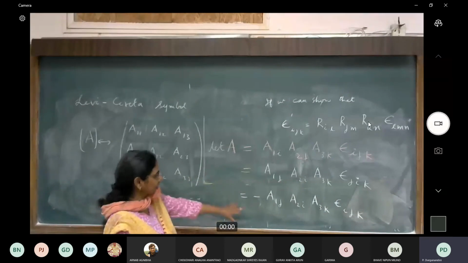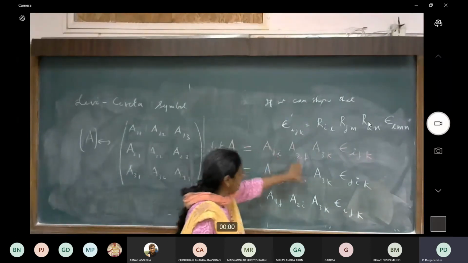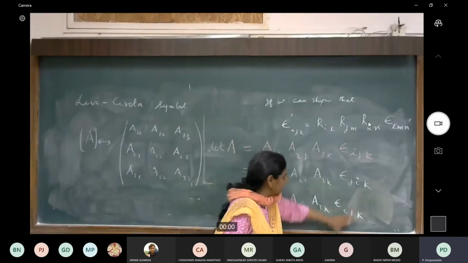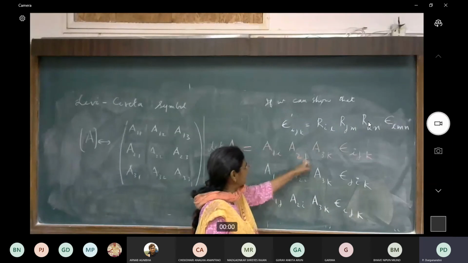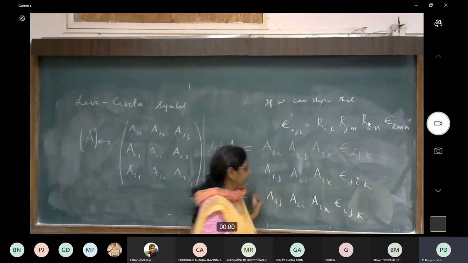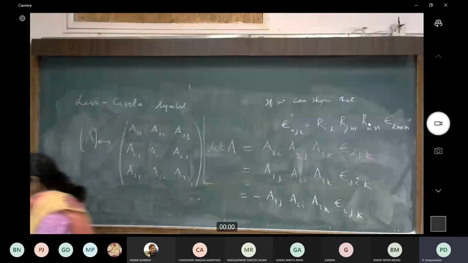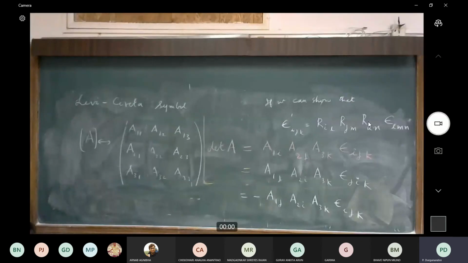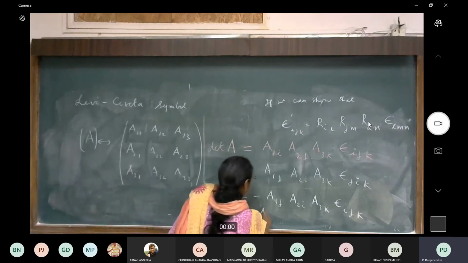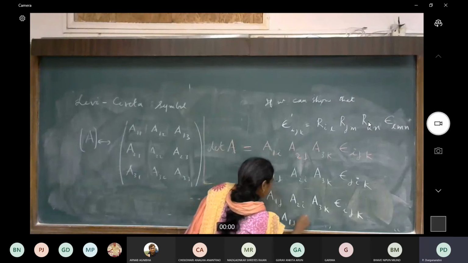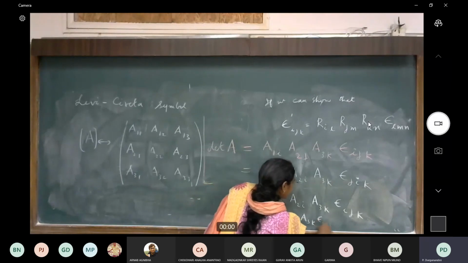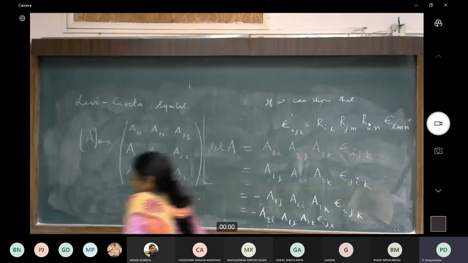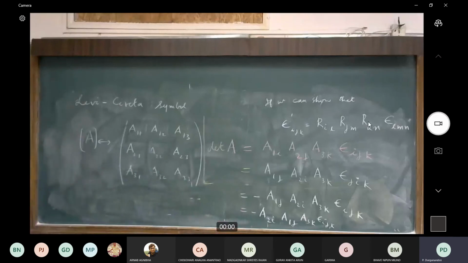So notice what I've done here. When I went from here to here, this part remained the same, but I exchanged these indices and I got an extra minus sign. So this has now become minus a2i, a1j, a3k, epsilon ijk. Okay, we'll continue with this, playing around with this a little bit again.